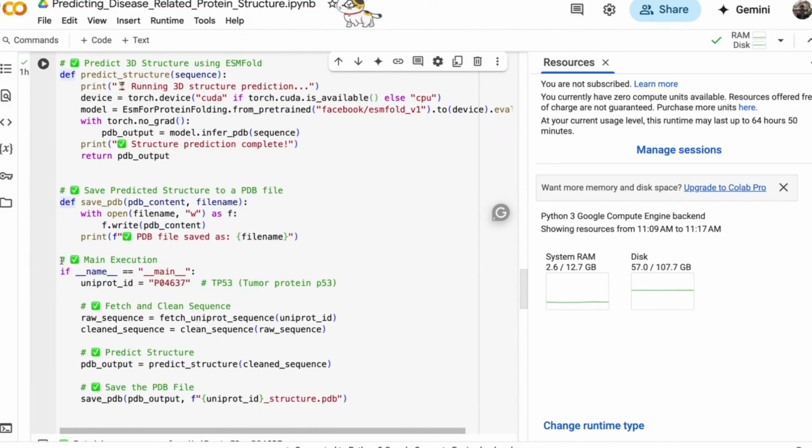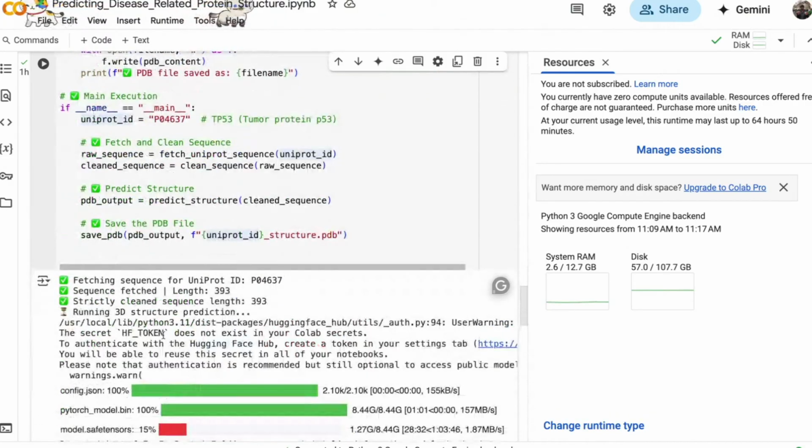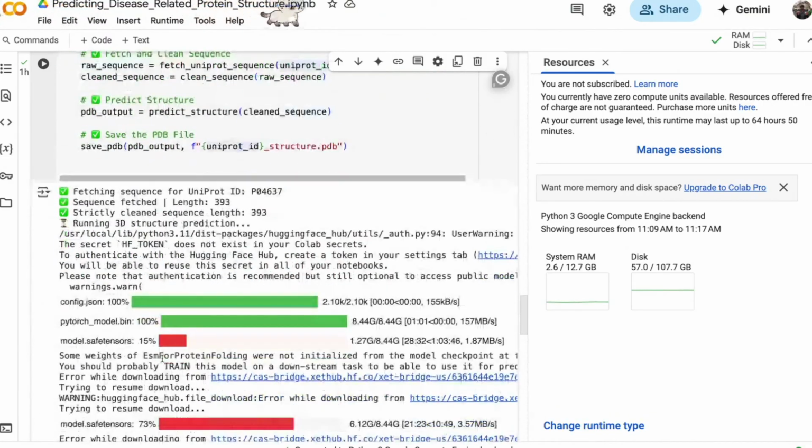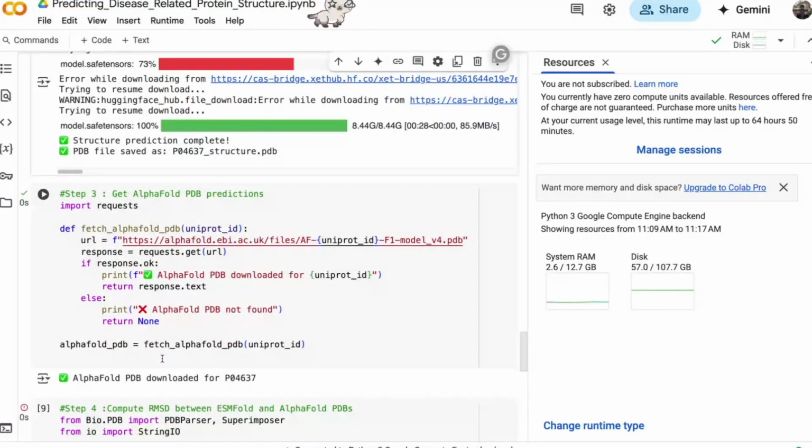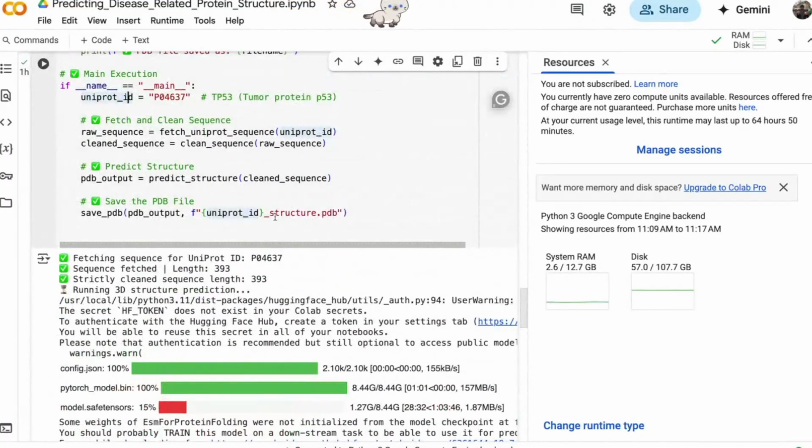So now this is the main execution step, where I'm just passing in the UniProt ID of this particular protein, and then I'm fetching the UniProt sequence, predicting the structure and saving the PDB file. So it does all of this operation, and then finally this step saves it in the form of UniProt ID slash structure dot PDB.